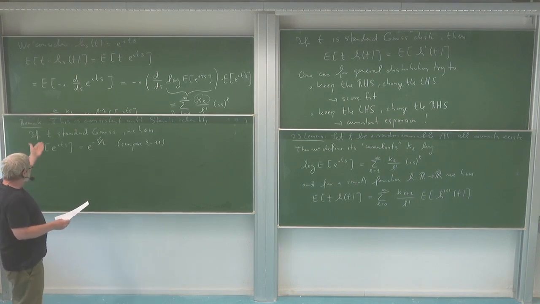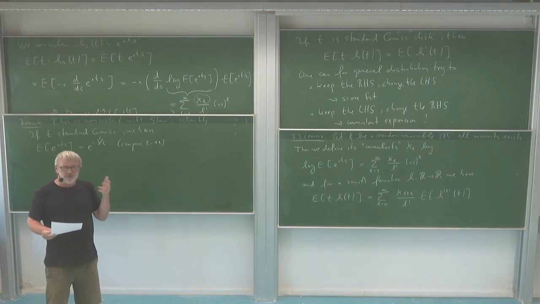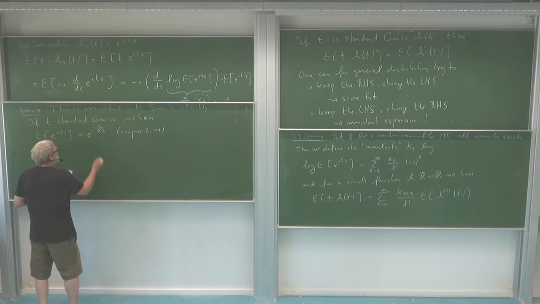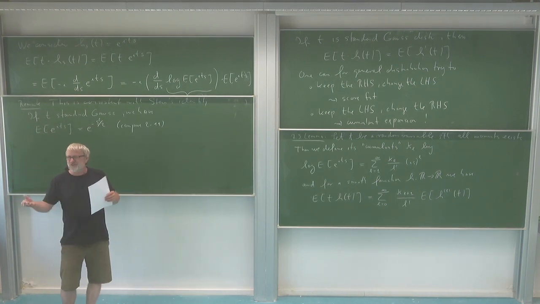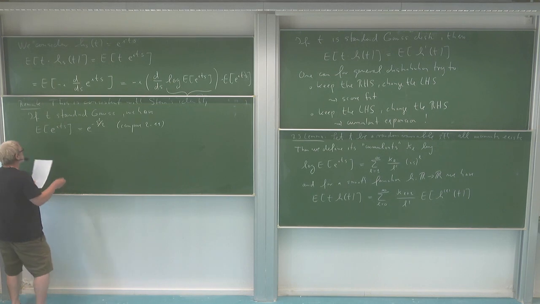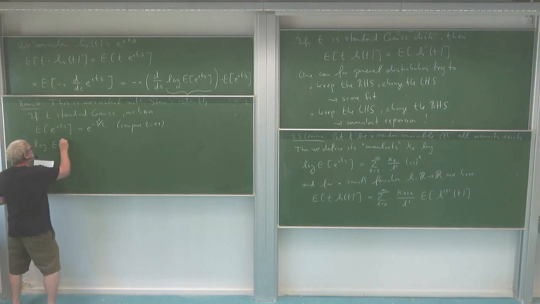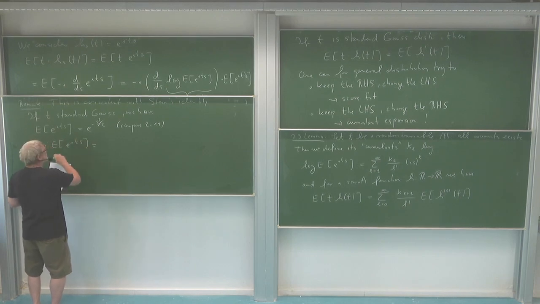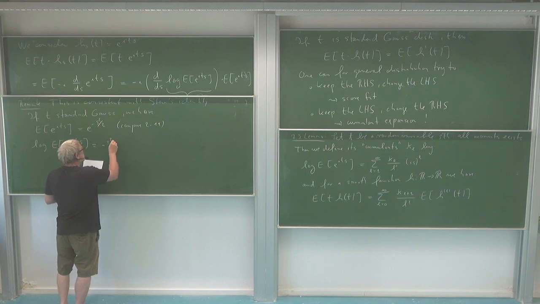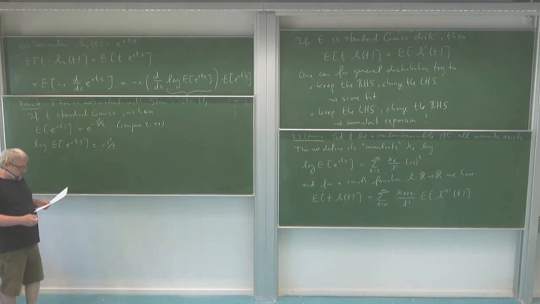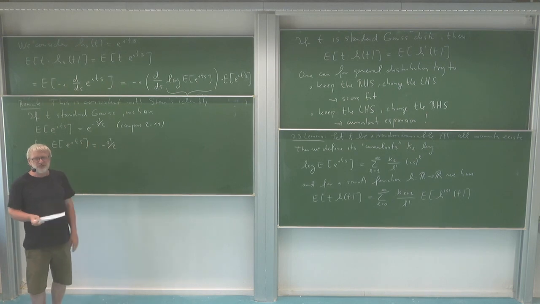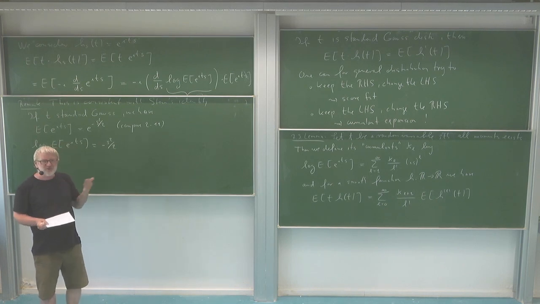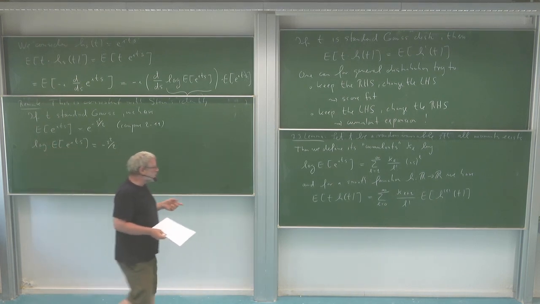Now, of course, the logarithm: if the Fourier transform is of this exponential form, the logarithm is very easy. And you see that the power series expansion is even easier because there's only one power there. So the logarithm of the expectation of e to the I ts is just minus s squared divided by 2. This means the power series expansion has only the quadratic term.